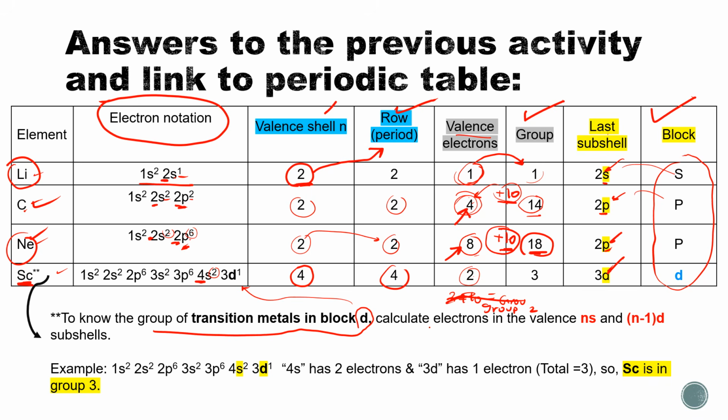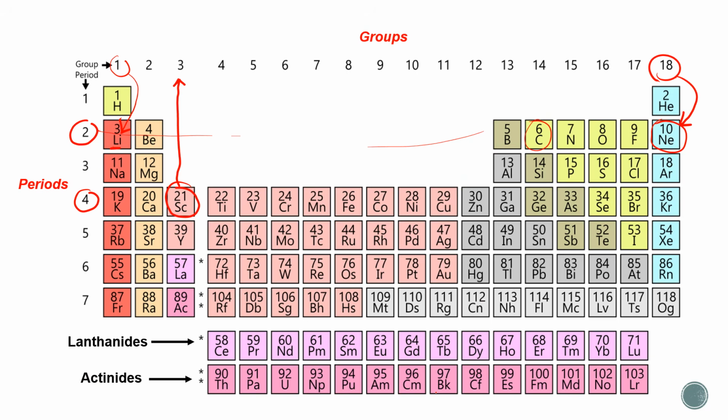We need to add the valence electrons plus the electrons in the d. For example, look at scandium here. The number of valence electrons is 2, right? So 2 plus the electrons in the d, 1, so it is 3. So automatically, scandium is in group 3. And that's what you see here.